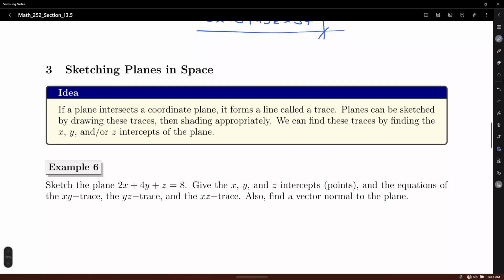So again, the planes are going to be one of those few surfaces that we will plot by hand. So I will show you the trick. Okay, number one.